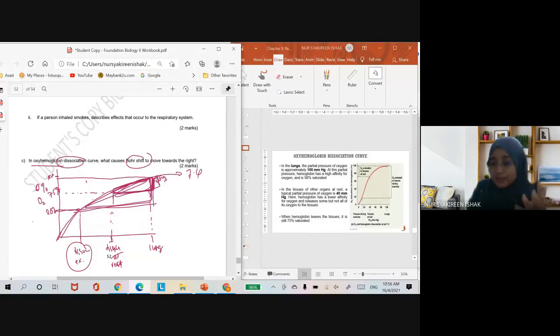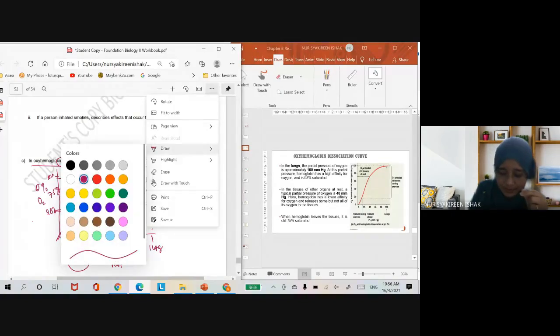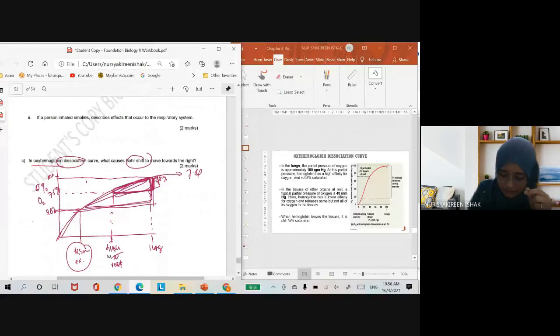pH is 7.4, okay, 7.4. But when your blood pH drops, okay, which it becomes a bit acidic kan, which is 7.2, so the graph will shift to the right. Okay, dia akan shift ke kanan. Okay, ke kanan. Okay, shift to the right. Okay, so ini untuk bila pH, blood pH turun to 7.2.